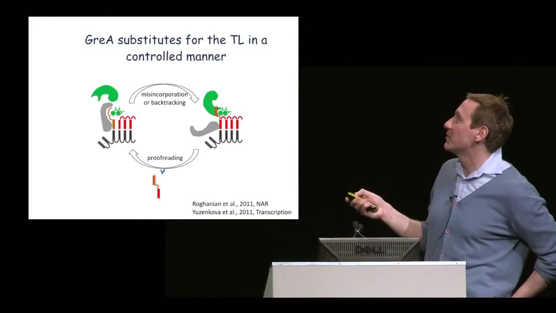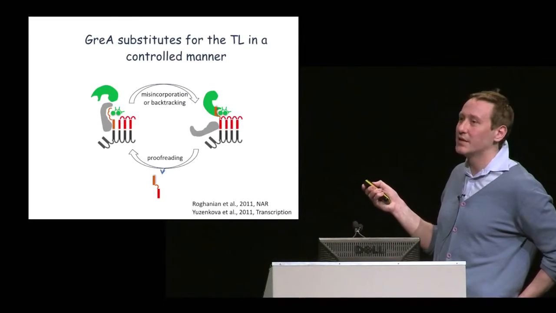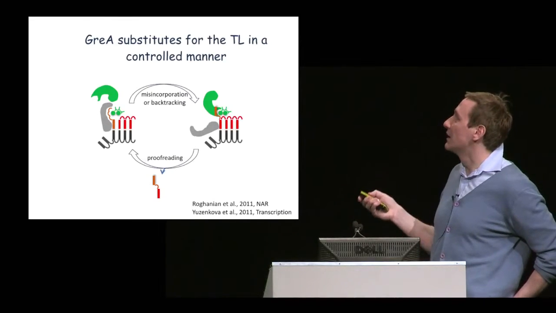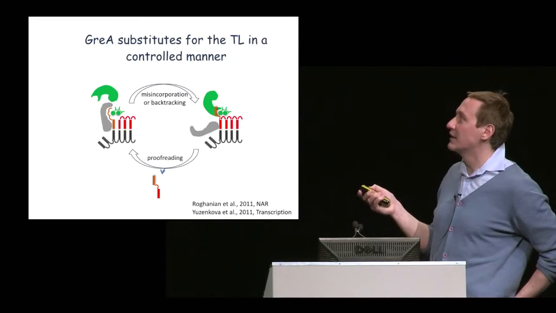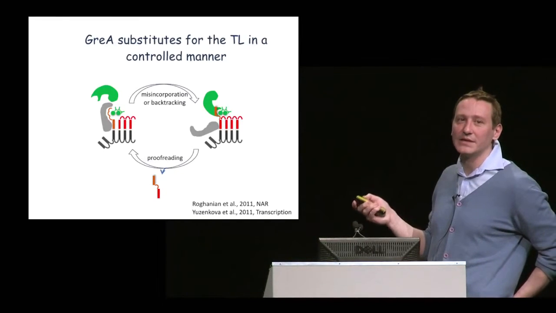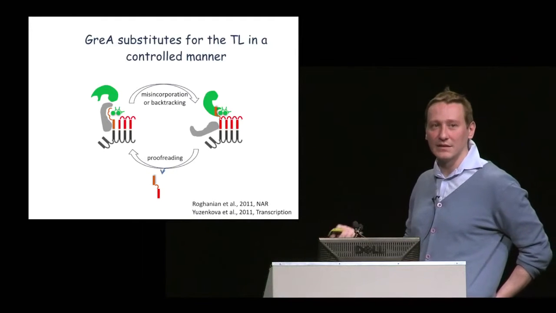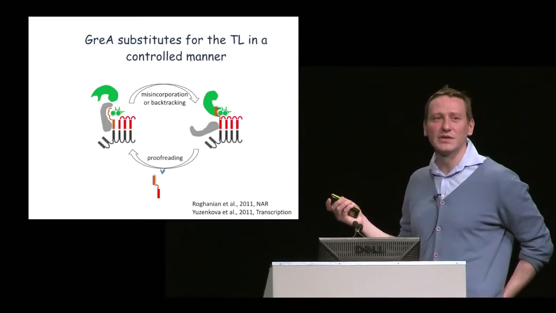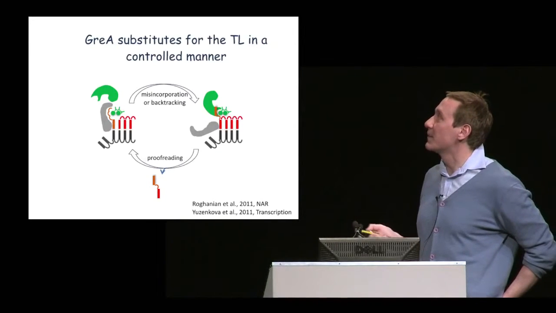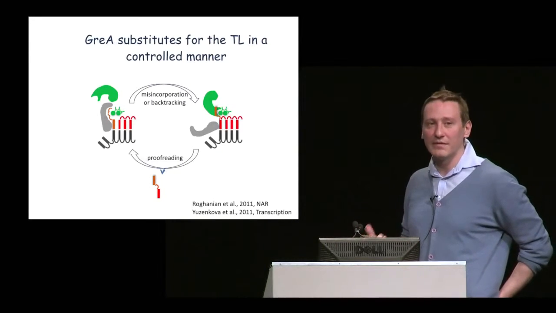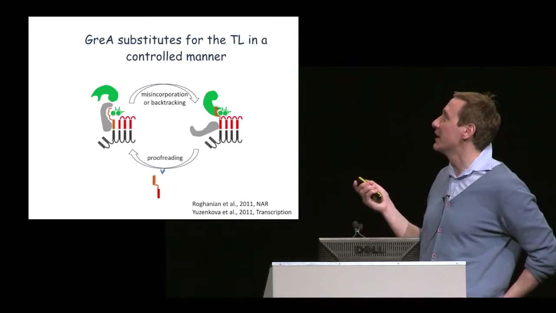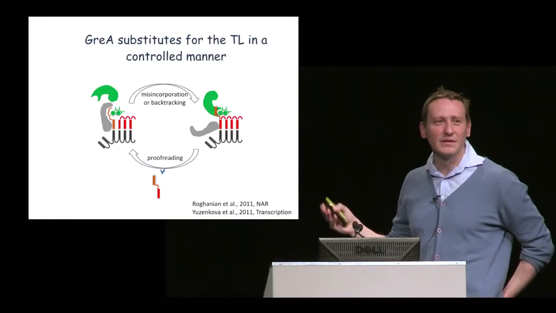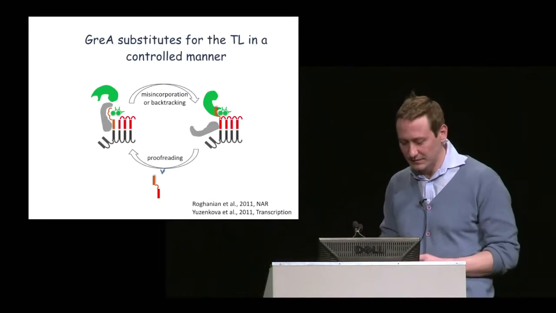Upon misincorporation or backtracking, the trigger loop is replaced by GreA, but after the hydrolysis has taken place, the trigger loop takes its place back and substitutes for GreA in the active center so that processive RNA synthesis can continue. And it has a huge biological sense, because if you imagine the hugely effective hydrolytic activity of the GreA active center being uncontrolled, all your RNA would be degraded straight away.